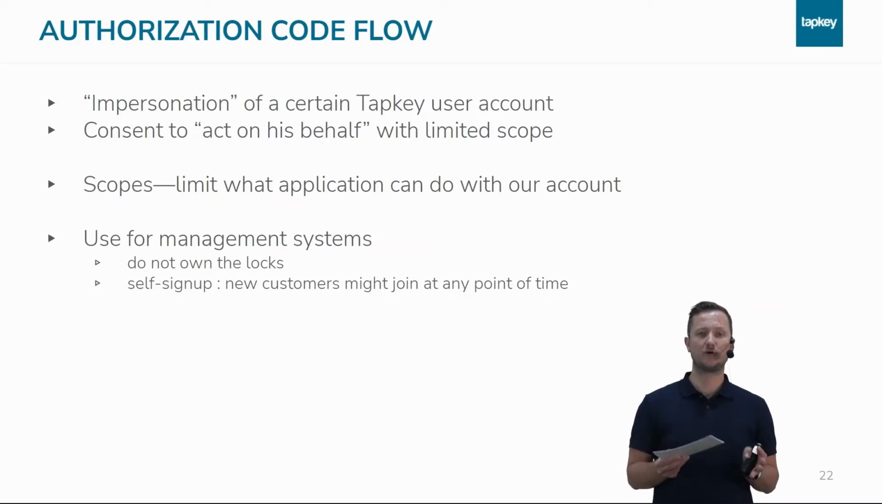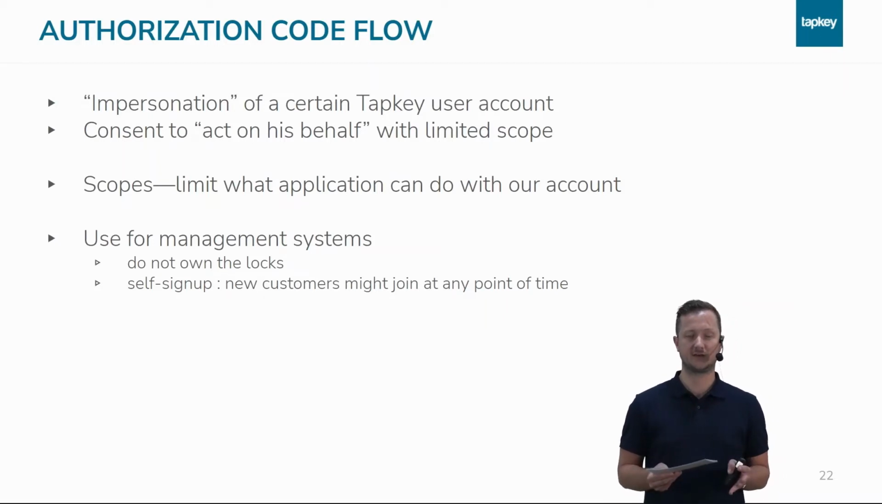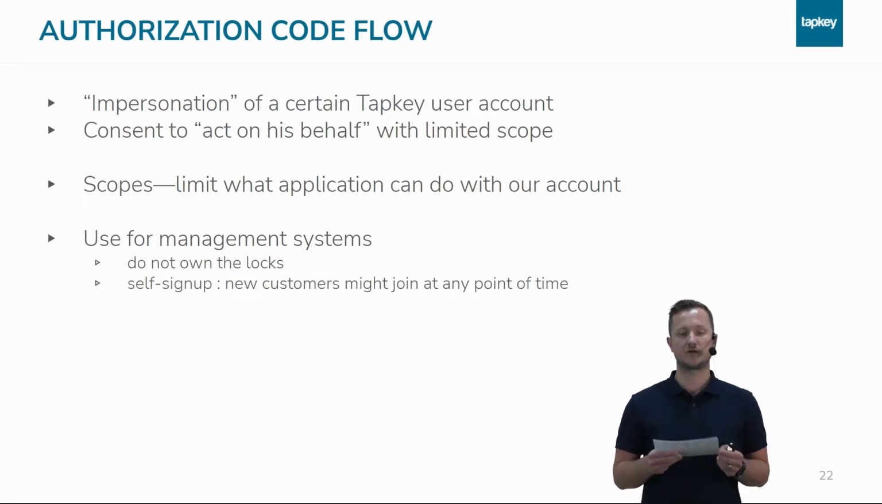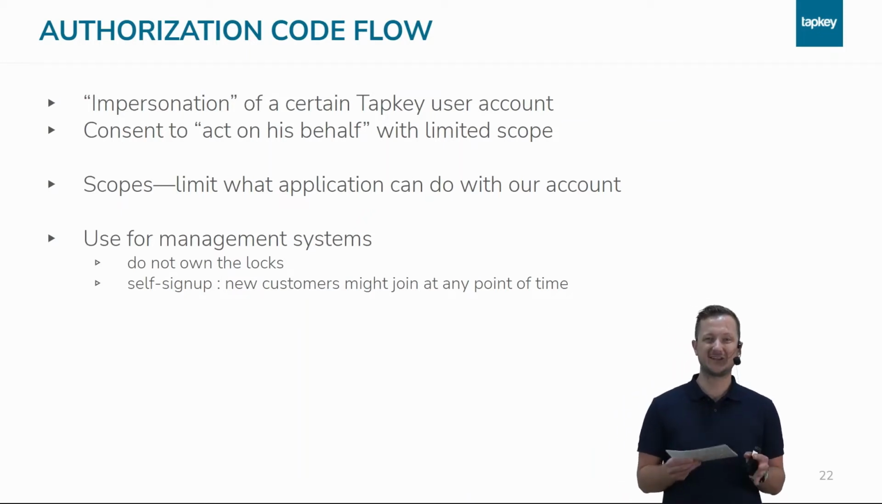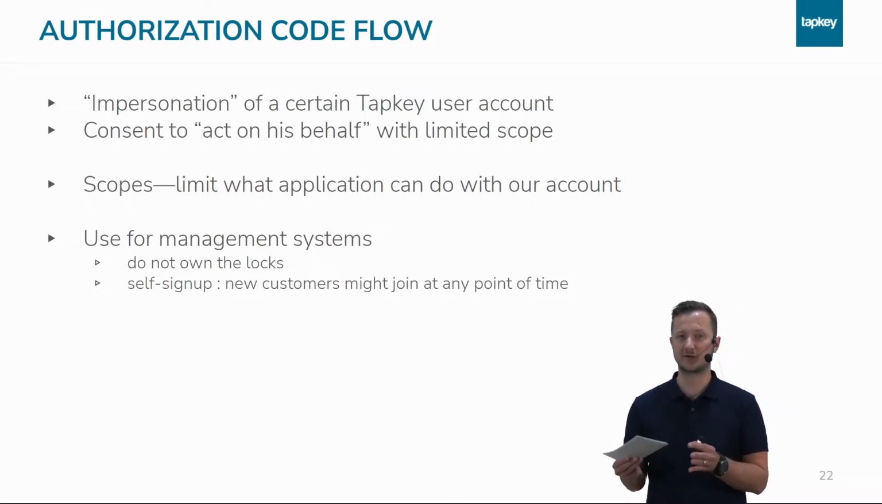Scopes are listed when the user is giving the consent. Asking for unnecessary scopes might lead to trust issues with your application. To summarize authorization code flow, it is used when your own system wants to manage locking systems of different users, where you do not own the locks. Your platform works as a self-sign-up page where new customers may join at any point in time.